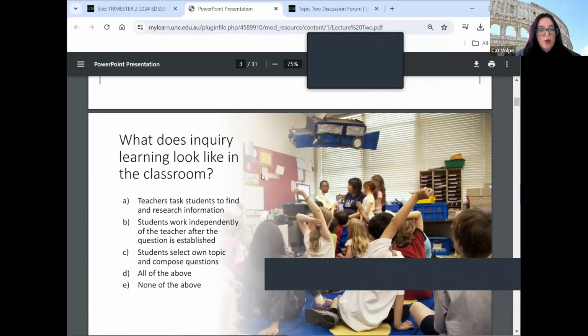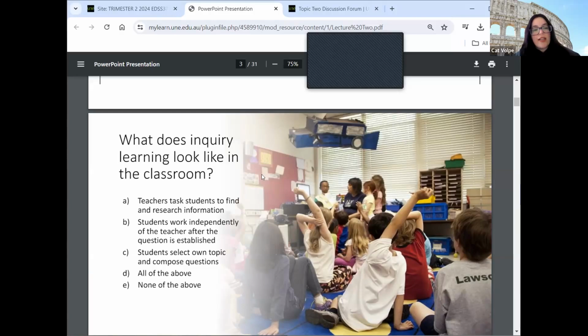And the question that I posed was, what does inquiry learning look like in the classroom? Is it A, teachers task students to find and research information? B, students work independently of the teacher after the question is established? C, students select own topic and compose questions? Or is it all of the above or none of the above? So not knowing what inquiry learning is all about, you may have had a difficult time answering this, but I also ask it again at the end of the lecture to see if your opinion changed.